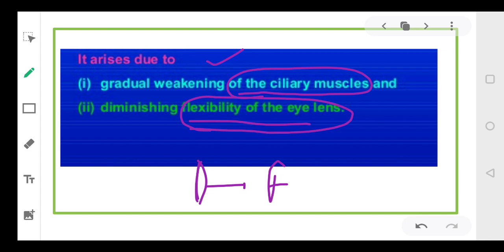What do you mean by flexibility? Flexibility means the ability of the eye lens to adjust itself. That ability also decreases. So there are basically two reasons. One is the weakening of the ciliary muscles. Our ciliary muscles become weak. And secondly, the flexibility of the lens decreases. Diminishing means decrease.